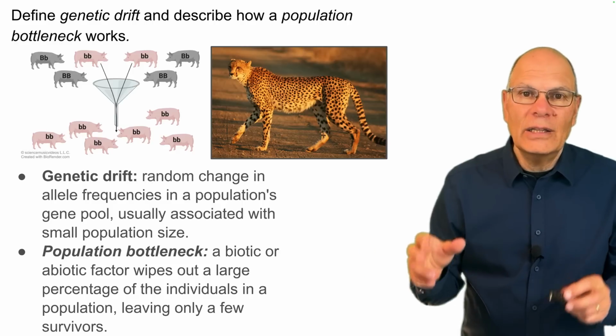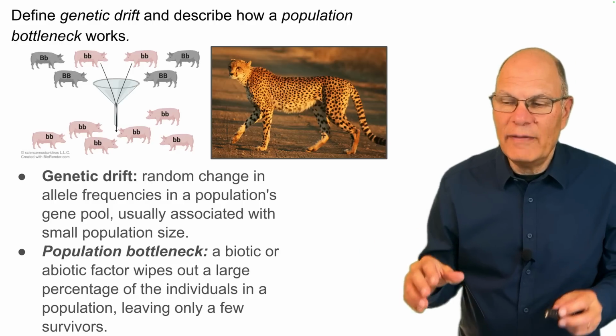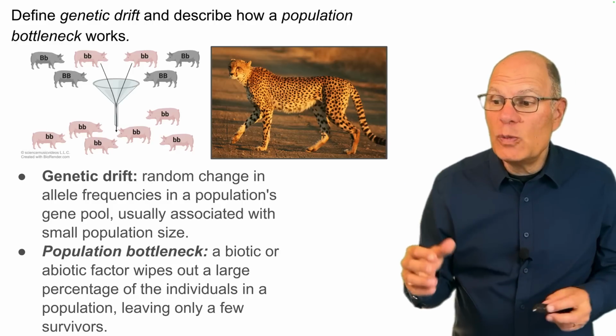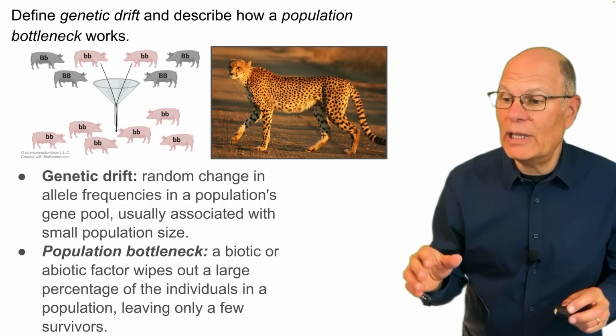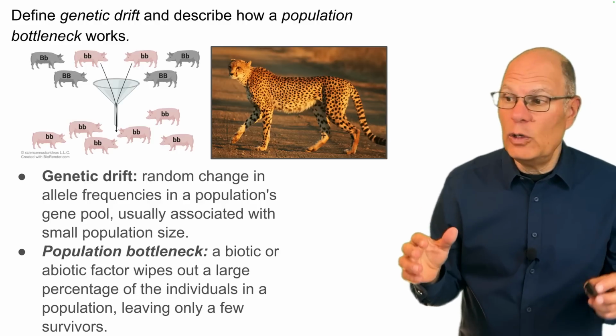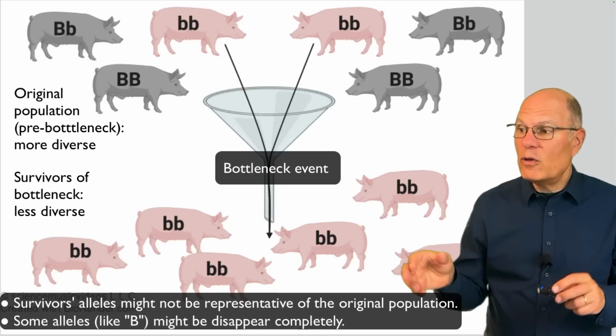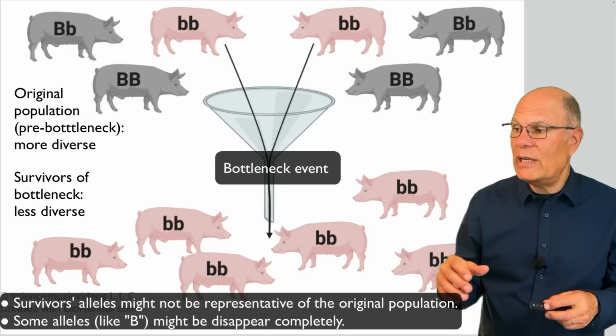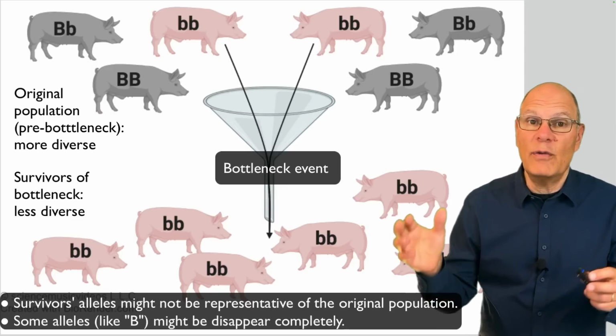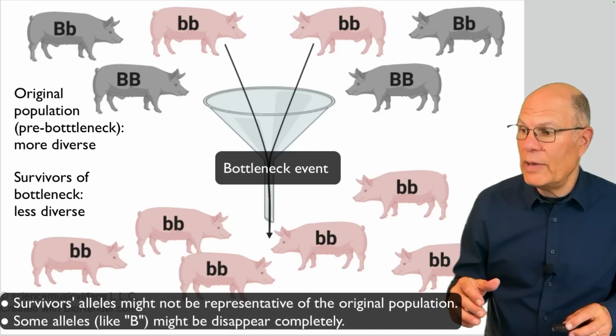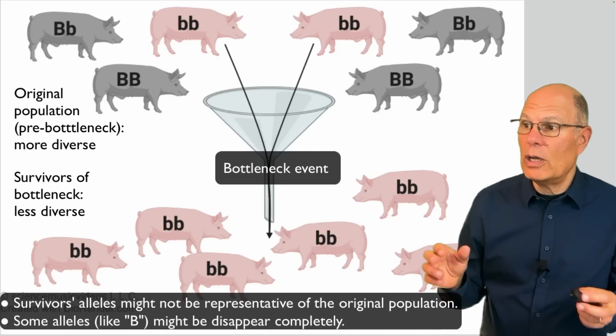A biotic, living, or abiotic, non-living factor wipes out a large percentage of the individuals in a population, leaving only a few survivors. The survivors' alleles might not be representative of the allele frequencies in the former larger population. And some alleles might disappear completely.